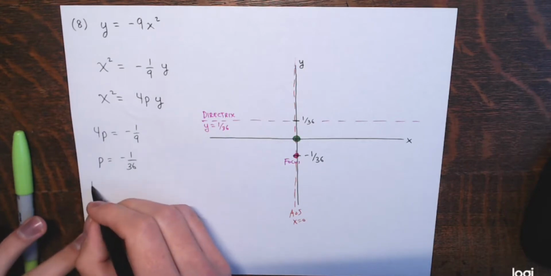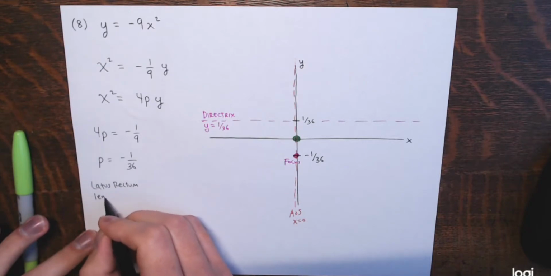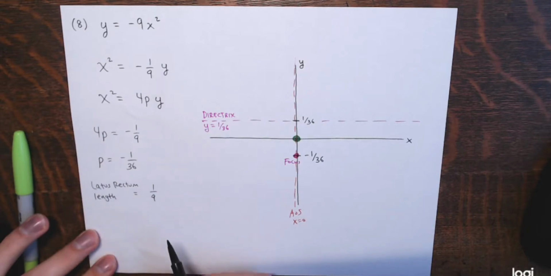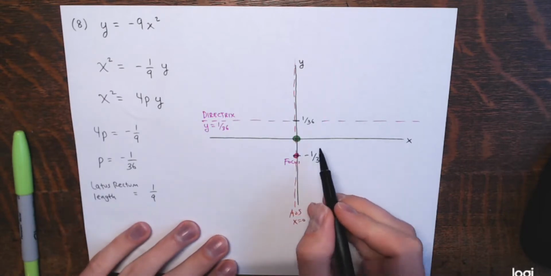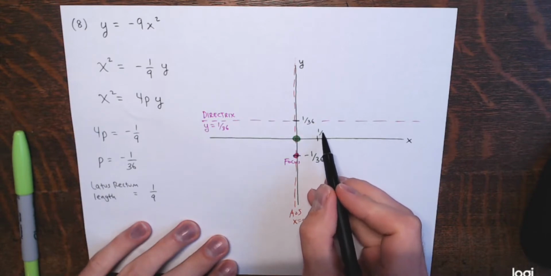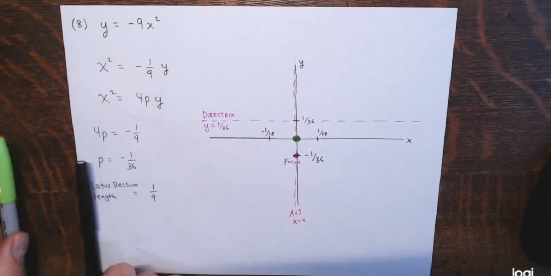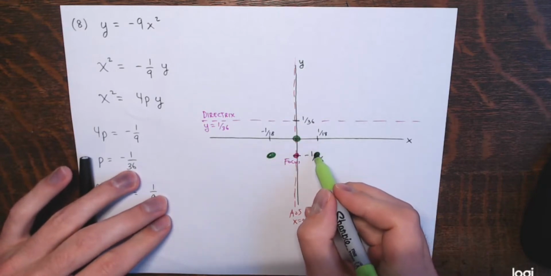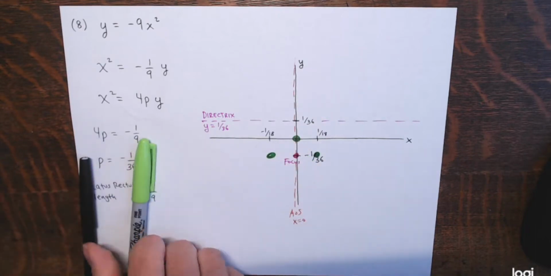And then the latus rectum length is the absolute value of 4p, so positive 1/9. Now half of that is 1/18, right? Times a half would be 1/18. So from the focus, I go to the right, 1/18. I'm just going to mark off some stuff here, and then go to the left, 1/18. And here are the points at the ends of the latus rectum. So 1/18, -1/36, and -1/18, -1/36. And those are the endpoints of the latus rectum.